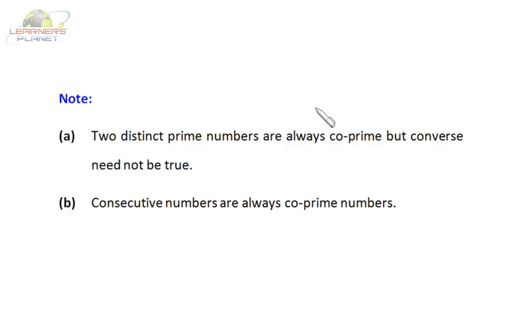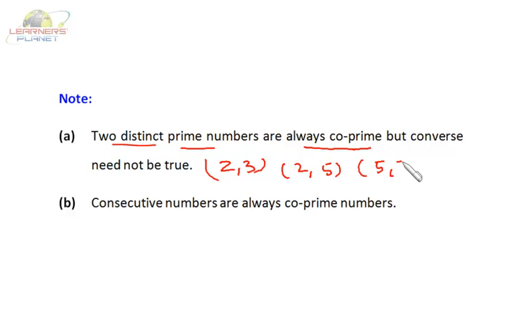Kids, before we learn the new term, we should keep these 2 points in our mind. These points are very important. Two distinct prime numbers are always co-prime, but the converse need not be true. Two distinct prime numbers are always co-prime. That means if two numbers are prime, then their pair will be a set of co-prime numbers. We can say 2, 3, we can say 2, 5, we can say 5, 7, 11, 13. Okay, so all of these are prime numbers. That means the pair of them will be co-prime.